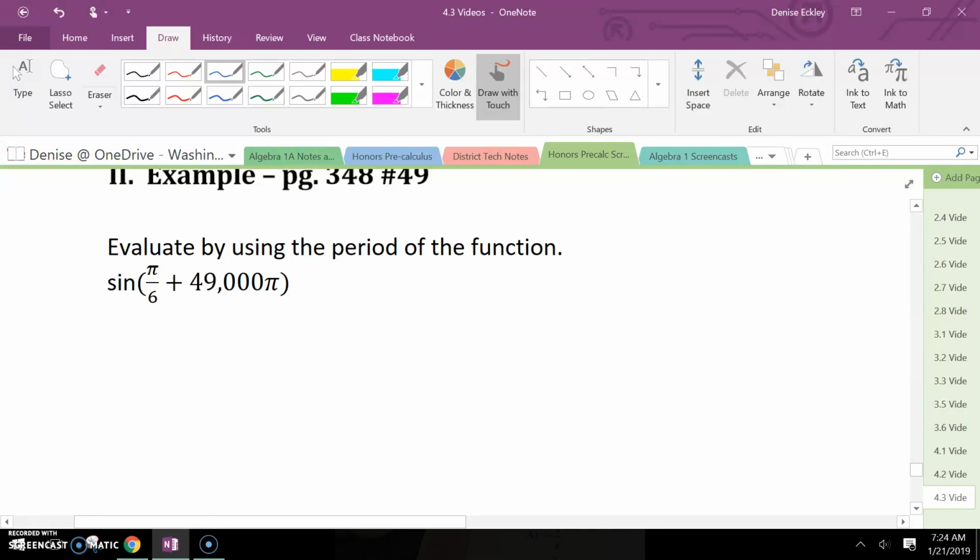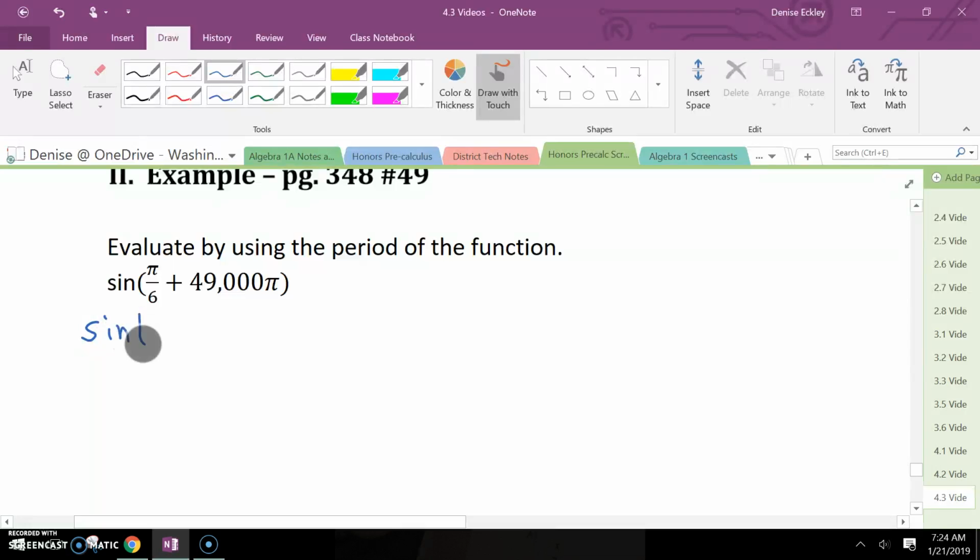Page 348, number 49, asks us to evaluate by using the period of the function. And so we're given sine of pi over 6 plus 49,000 pi. Now, we're going to use the idea that sine is a periodic function. So it is defined in this way.